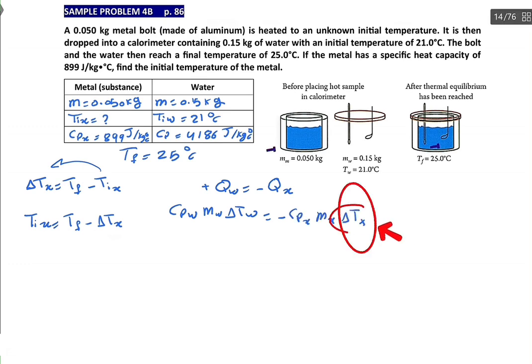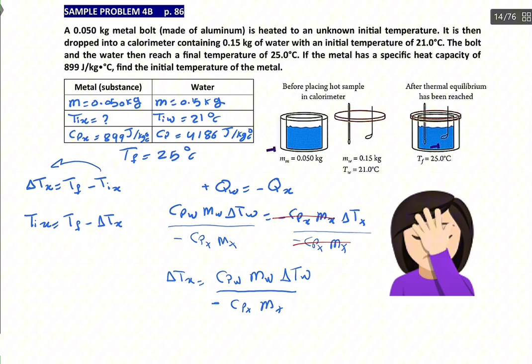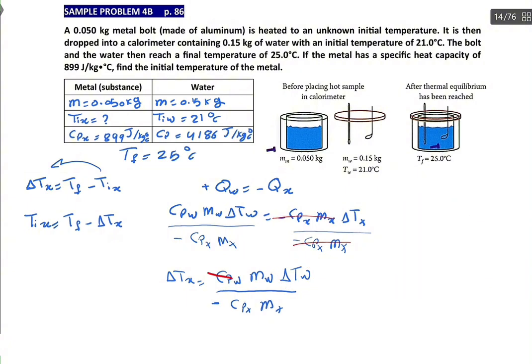To do this, we divide both sides of the equation by the specific heat capacity and mass of the metal. This way, the temperature change of the metal will be left alone in the equation. Now, we have a formula, but there is one more problem. We still don't know the temperature change of the water, so we need to find that first.